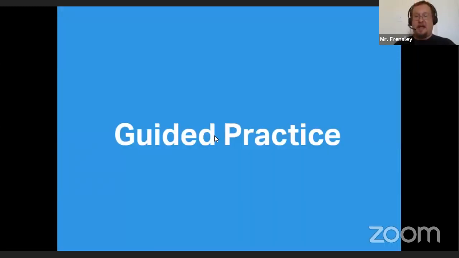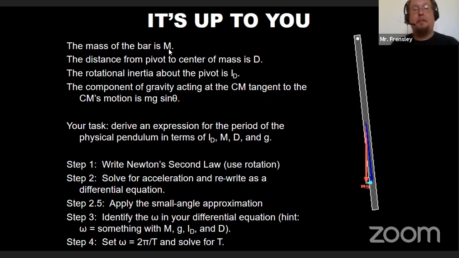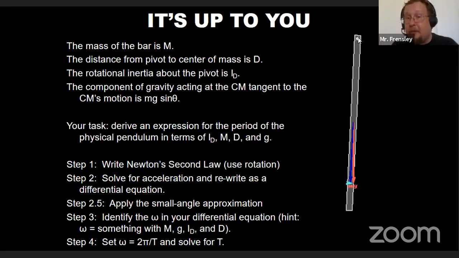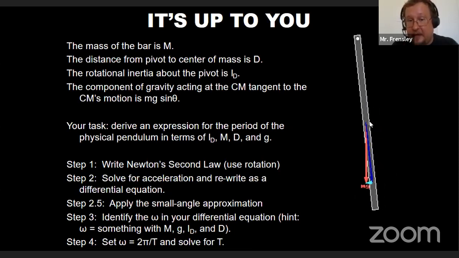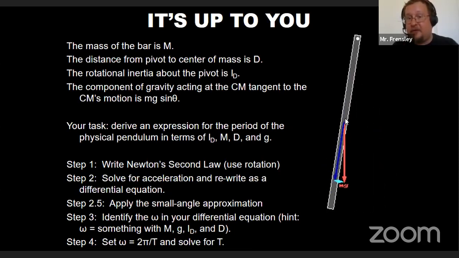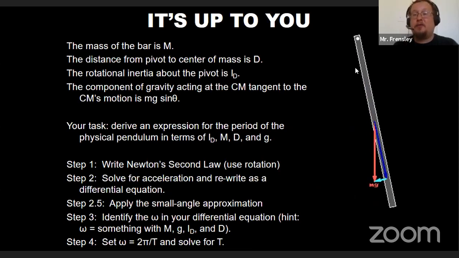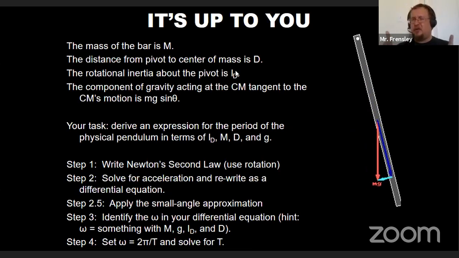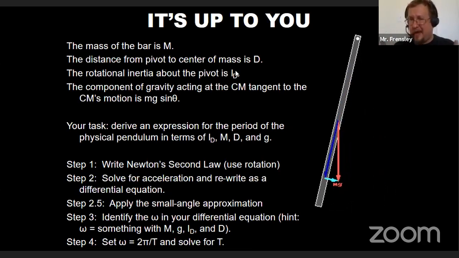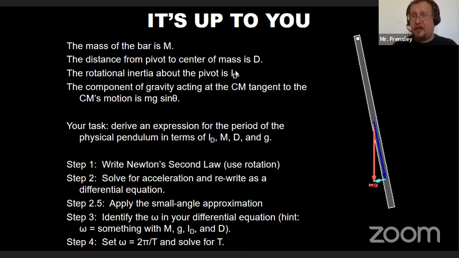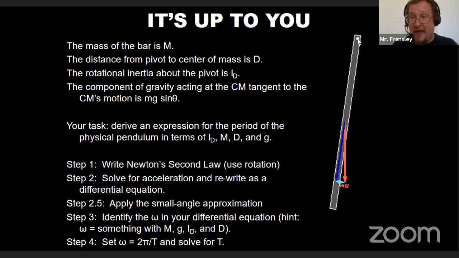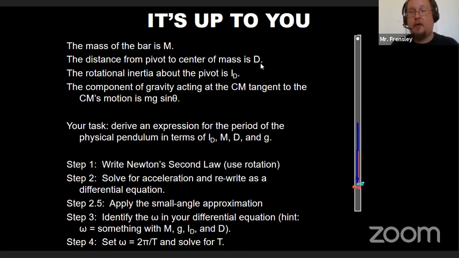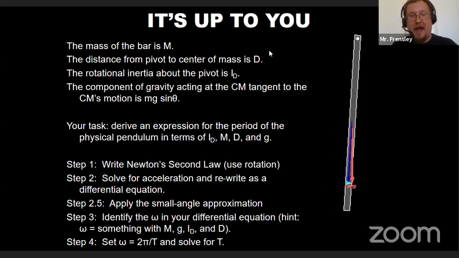All right, here's your last guided practice for the day. This is it. The bar's mass is M. The distance from the pivot to the center of mass is going to be D. And the rotational inertia is going to be called I subscript D. Remember, the rotational inertia depends on where you pin down the object. In this case, it depends on where this axis is. So we just call it I subscript D to say that's the rotational inertia when you pin down a distance D from the center of mass.